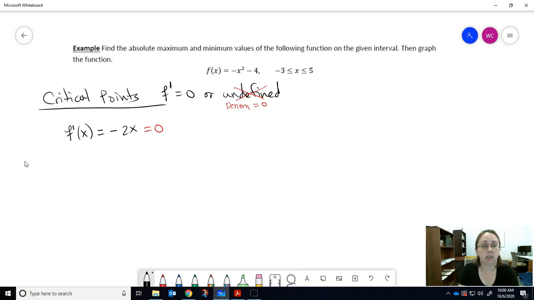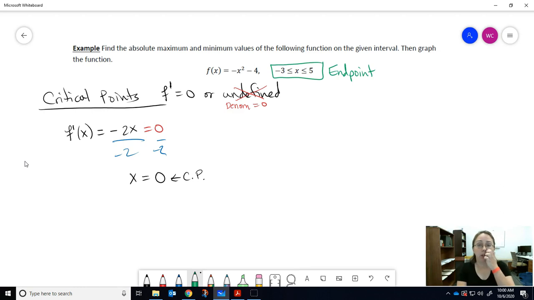Solve for x. So we're going to divide both sides by -2. And the answer is, at x equals 0, f prime is equal to 0. So this is going to be our critical point. We found one critical point. We also have the endpoints, -3 and 5, and they're included. This is a closed interval, so we include both of those endpoints.